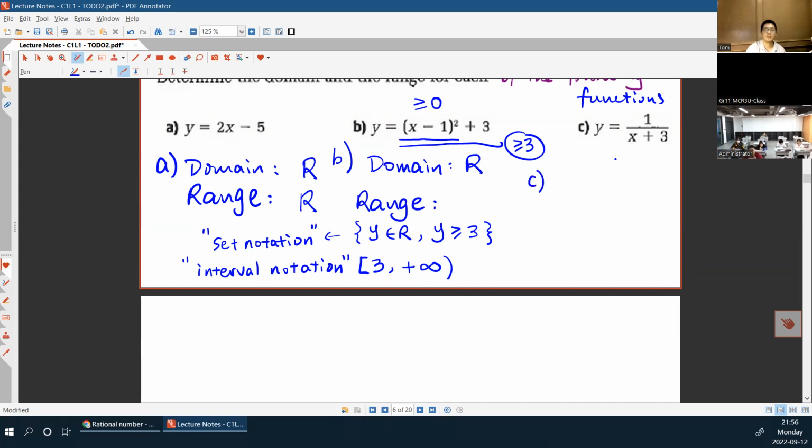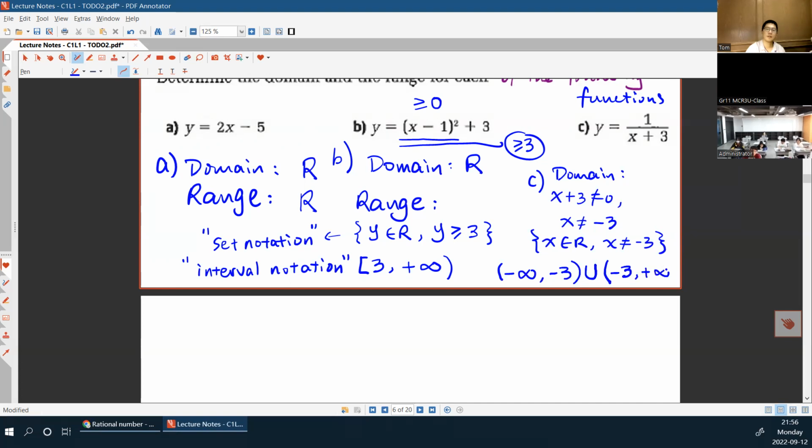Okay, so for question C, first let's consider the domain. Any restrictions on x? Of course, yes, because x plus 3 cannot be 0, so x cannot be -3. Therefore, the domain is x belongs to the real number set, but x cannot be -3. Again, this is called set notation. If you use interval notation, you should write it like this: -infinity to -3 union with -3 to positive infinity.